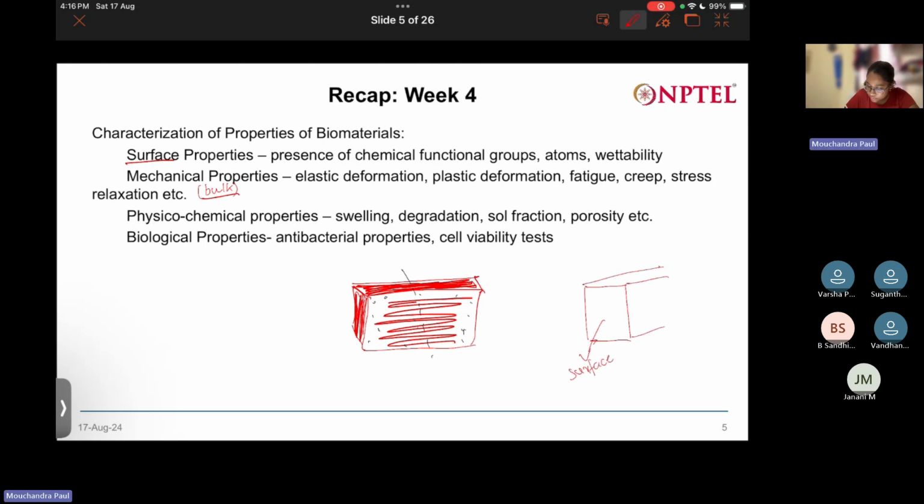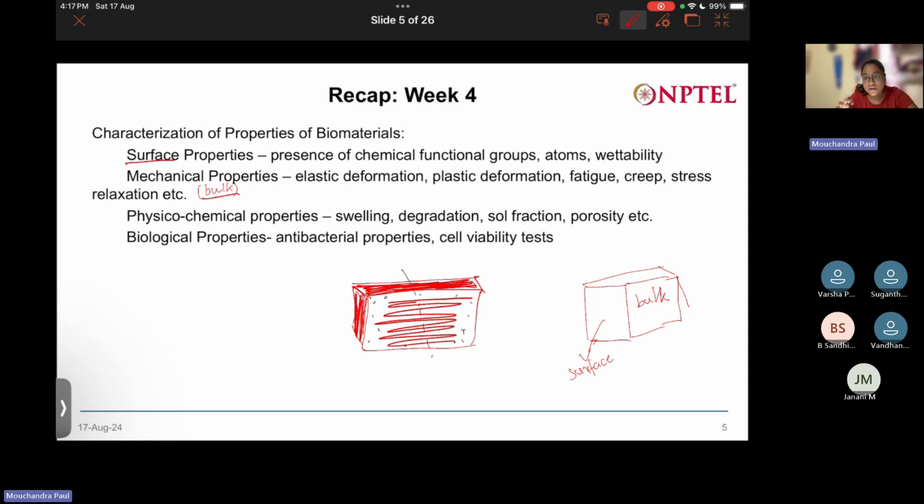And the rest of the portion that is inside is your bulk. All right. The mechanical properties come from the bulk of the scaffold or material. So we test how mechanically rigid it is. Then we also test if it is viscoelastic. If the material has viscoelasticity, then we also test the creep behavior and stress relaxation behavior.